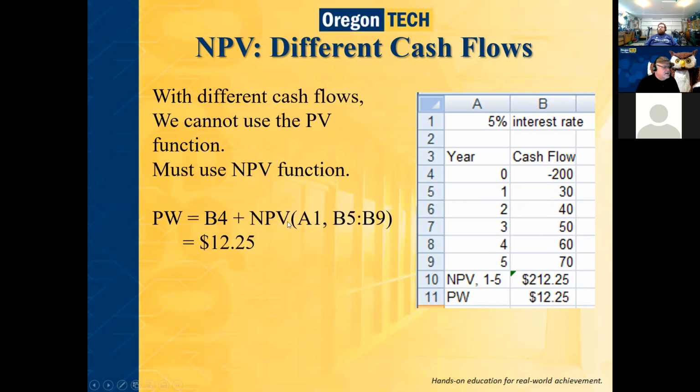So then you get net present value. It'll give you the net present value of years 1 through 5, this 30 through 70. Then you add to it the outflow. And this gets back to what I said earlier about make sure your signs are right and consistent. Negative $200 because you're paying out $200 for some reason.